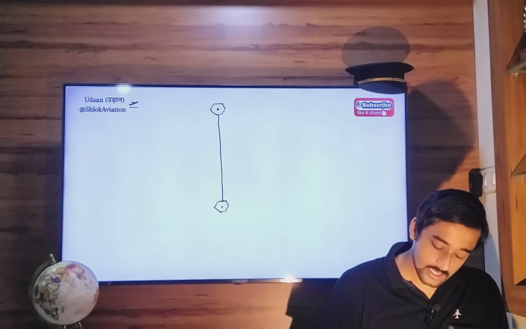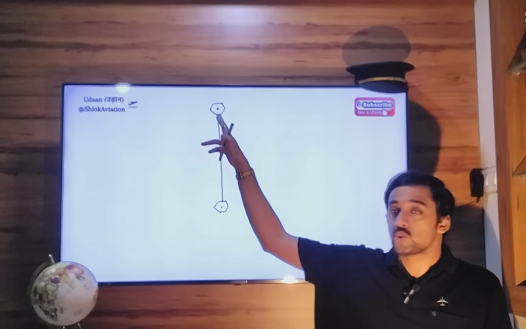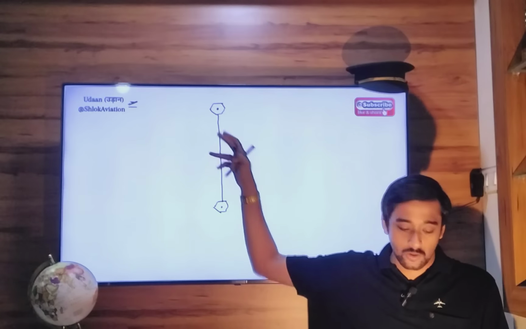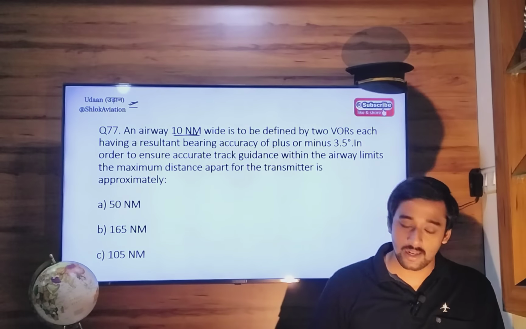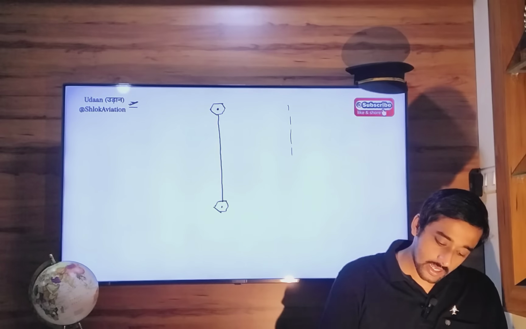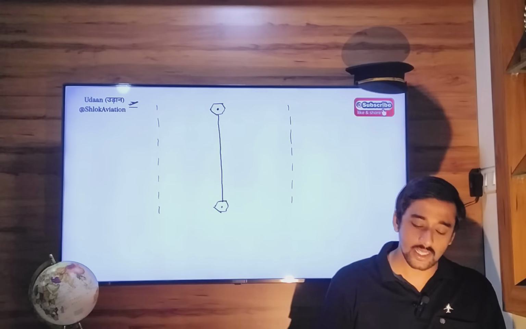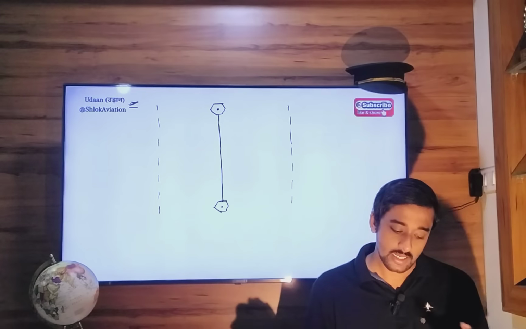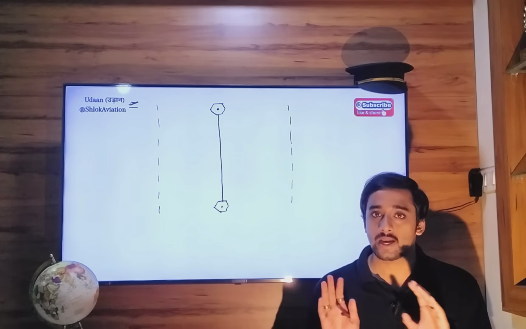So this is the airway joining these two, VOR 1 and VOR 2. Now this airway is 10 nautical miles wide. So that means 5 nautical miles on either side. This radial, or this airway, is nothing but a road in the atmosphere. It is 10 nautical miles wide, meaning 5 nautical miles on each side.